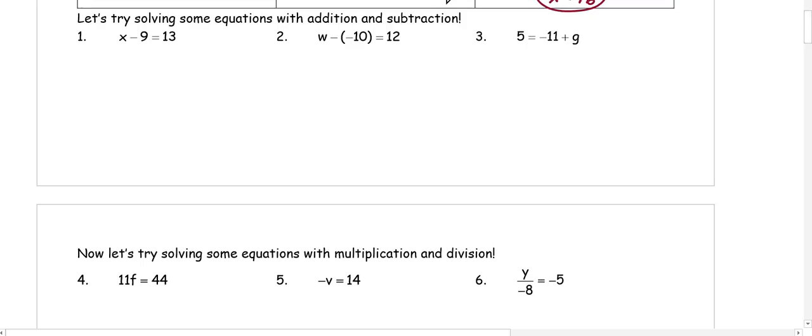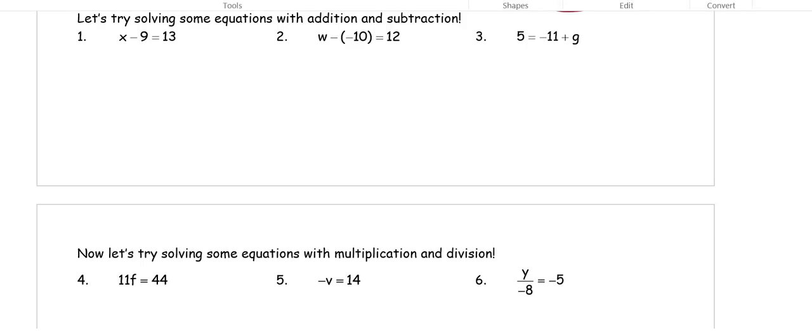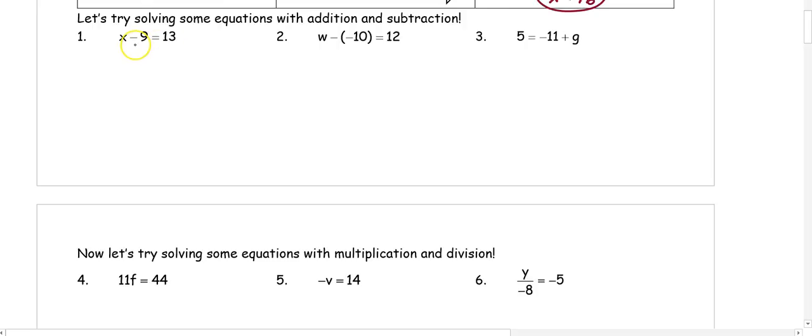Number one, x minus 9 equals 13. So to get x by itself, because 9 is being subtracted, we're going to add 9 to both sides. We get x equals 24. If it helps, you can always draw a line down your equal sign and make sure that you do the same operation on both sides of that line.